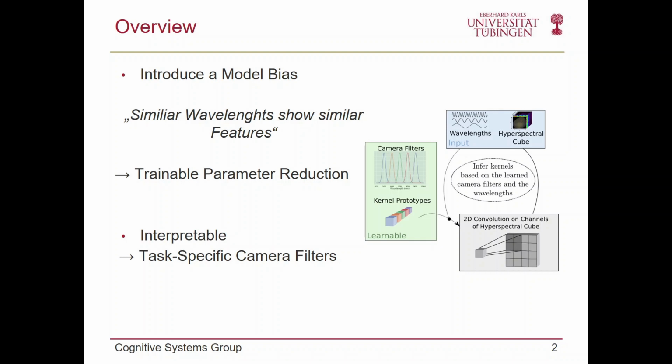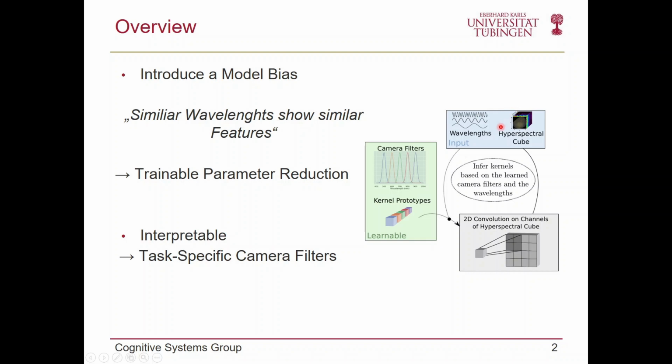We introduce a suitable model bias, namely similar wavelengths show similar features, which allows us to reduce the number of trainable parameters significantly. Further, the model is interpretable, so it allows you to inspect the learned camera filters and maybe use them further. On the right side, you can see an overview of the approach.